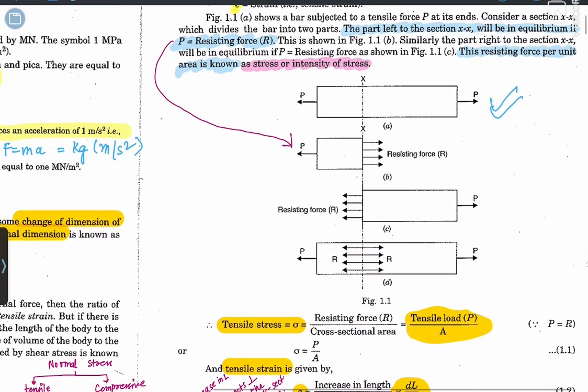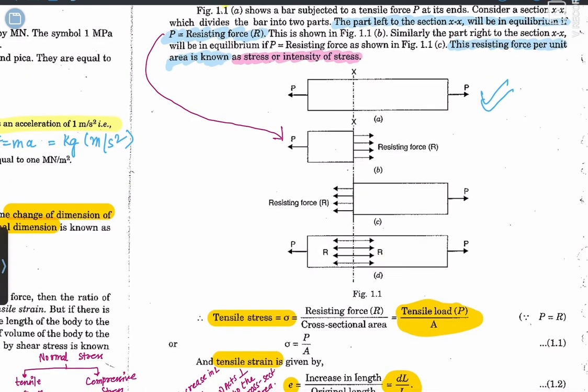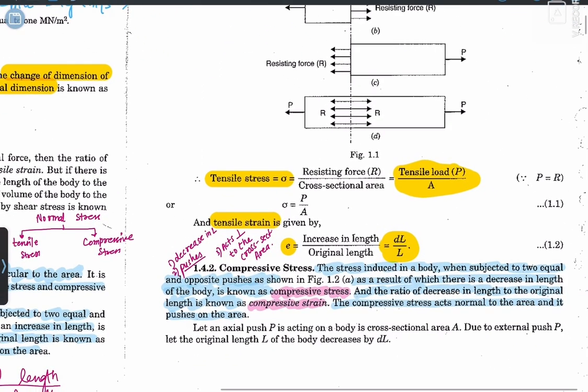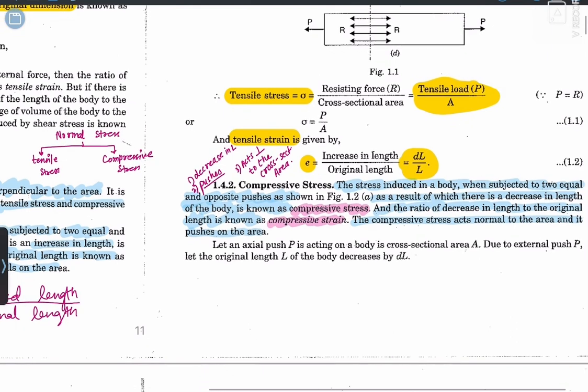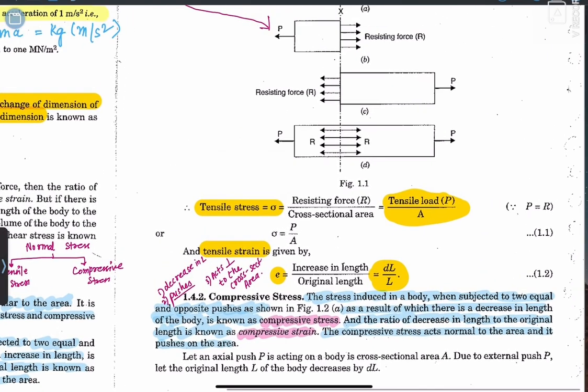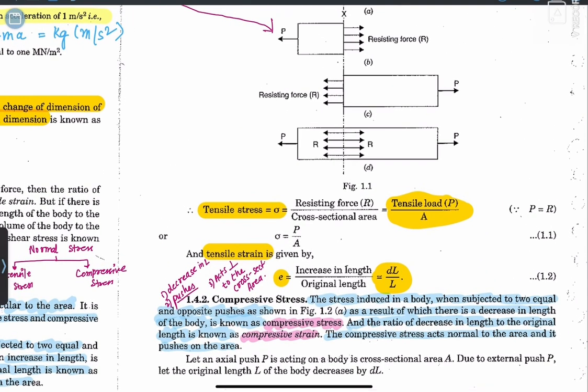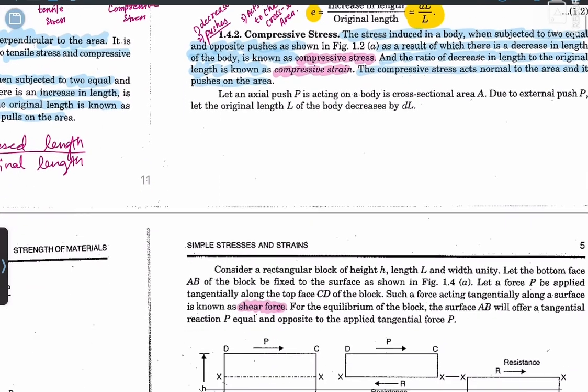So there is a resisting force that is happening on the section XX, and within the elastic limit, the resisting force is directly proportional to P. So sigma is equal to P by A, resisting force upon the cross sectional area. So tensile stress would be sigma is equal to P by A, and tensile strain would be dL upon L. Whatever the changes happening in the length, the increase in the length would be the dL, and L is the original length. Okay, that is cleared.